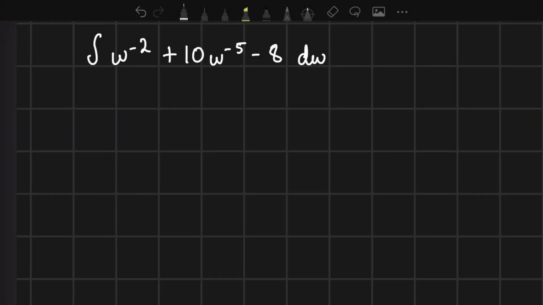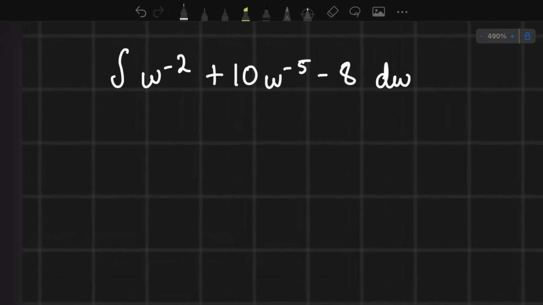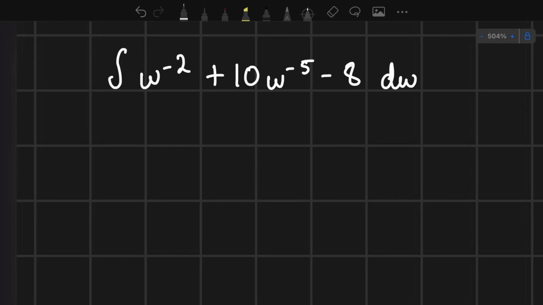So we have another integration question here. We have it with negative powers, and just by looking at it, we know it's going to be power rule all the way through. So let's go ahead and solve this.